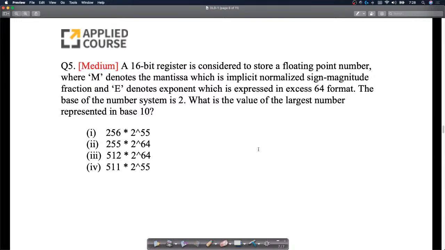This is a good question. It is about number representation, floating point number representation. Please read the question carefully. Again, this is very prone to silly mistakes, so please be very careful answering this.